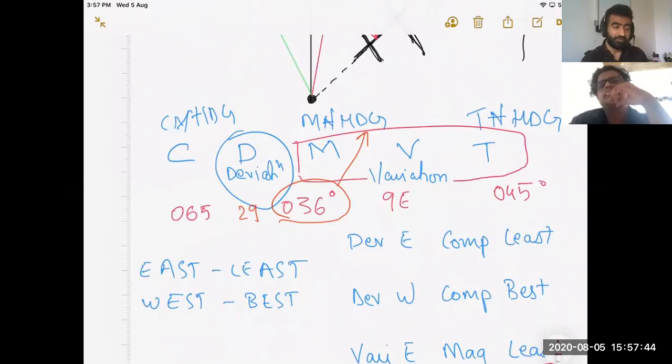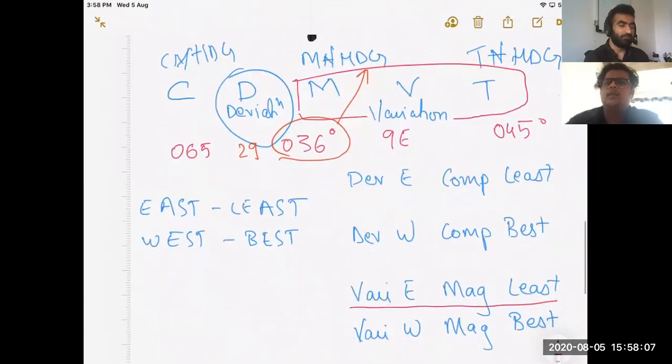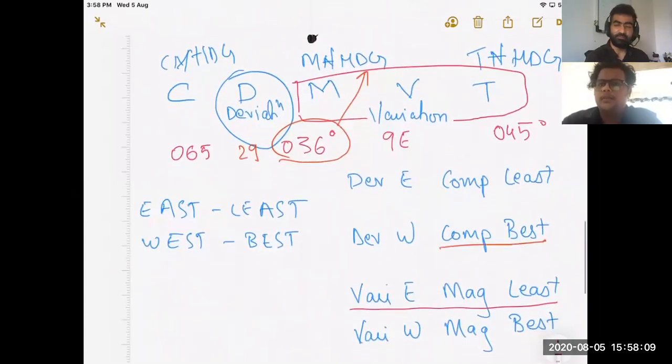Read the thumb rule. Deviation east, compass least; deviation west, compass best. Is compass heading value more than magnetic heading value? Yes, compass heading is more than magnetic heading. When compass is best, when compass heading is more than magnetic heading, deviation is west.